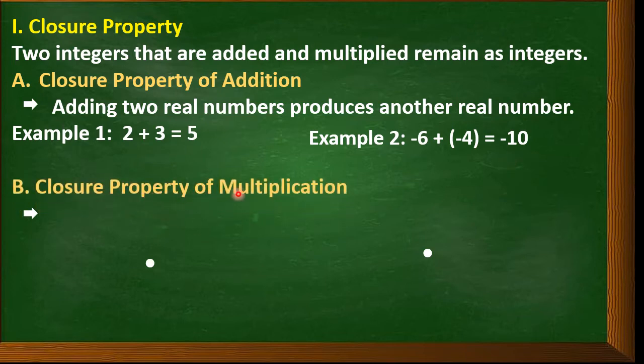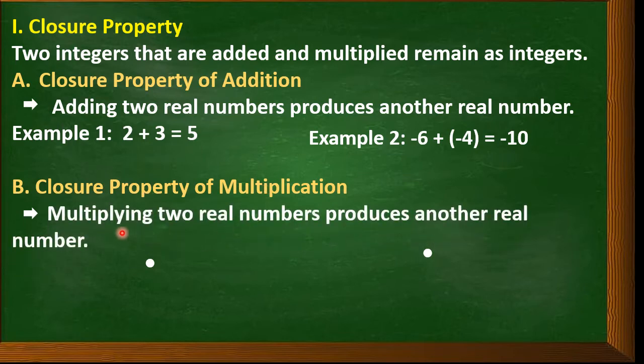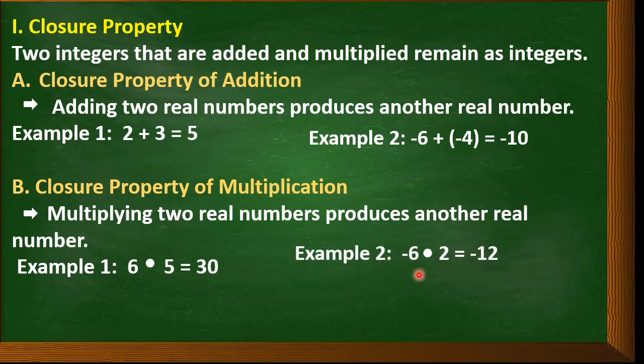Next, closure property of multiplication. Multiplying two real numbers produces another real number. For example, if we have 6 times 5, 6 and 5 are real numbers, and their product is 30, which is also a real number. Next, we have negative 6 times 2. The two numbers are integers, and of course, the product, which is negative 12, is also an integer. That is closure property of multiplication.